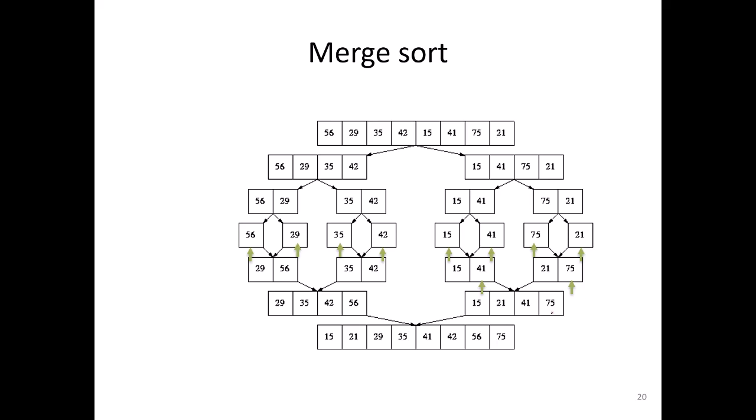In a similar way, the final merge happens. Here we have a left pointer and a right pointer, and we also maintain left end and right end to keep track of whether we are going out of boundary or not.